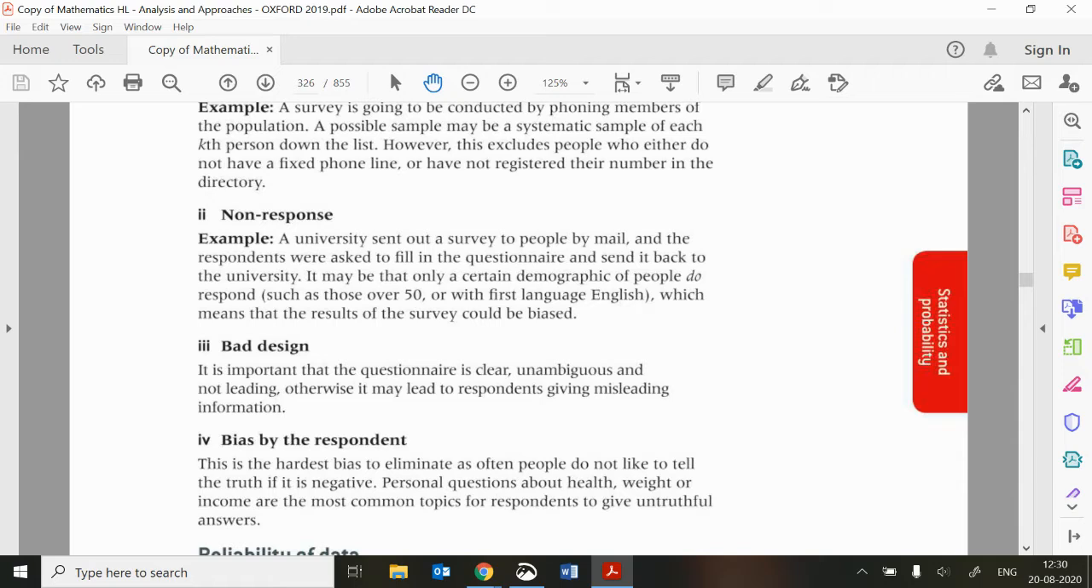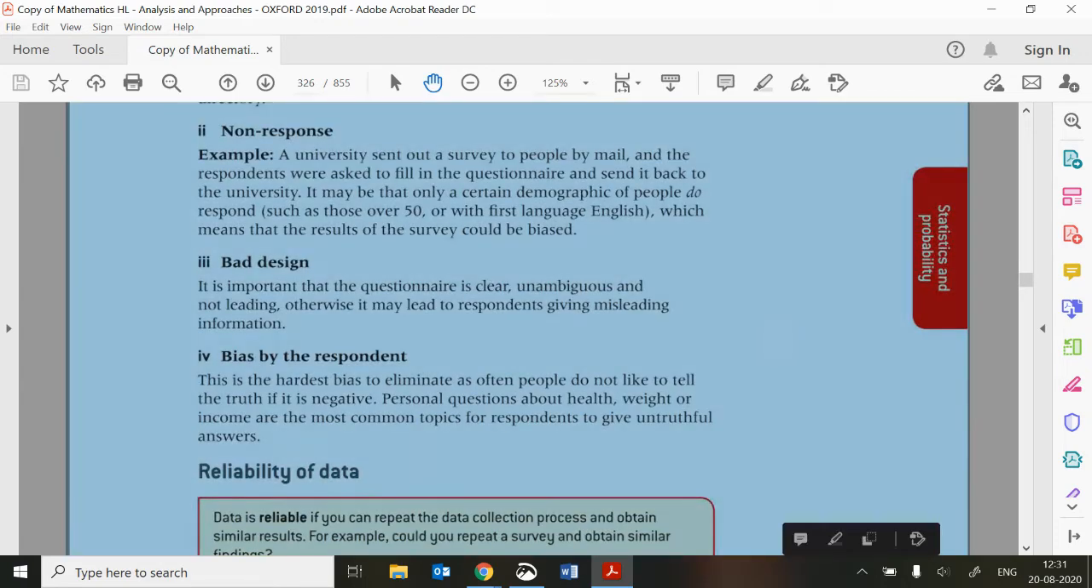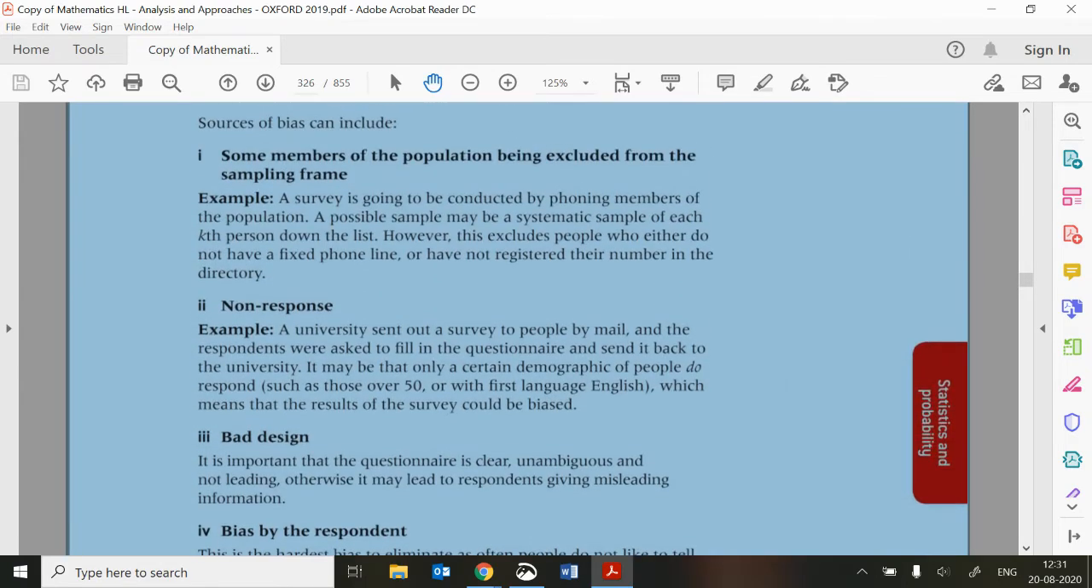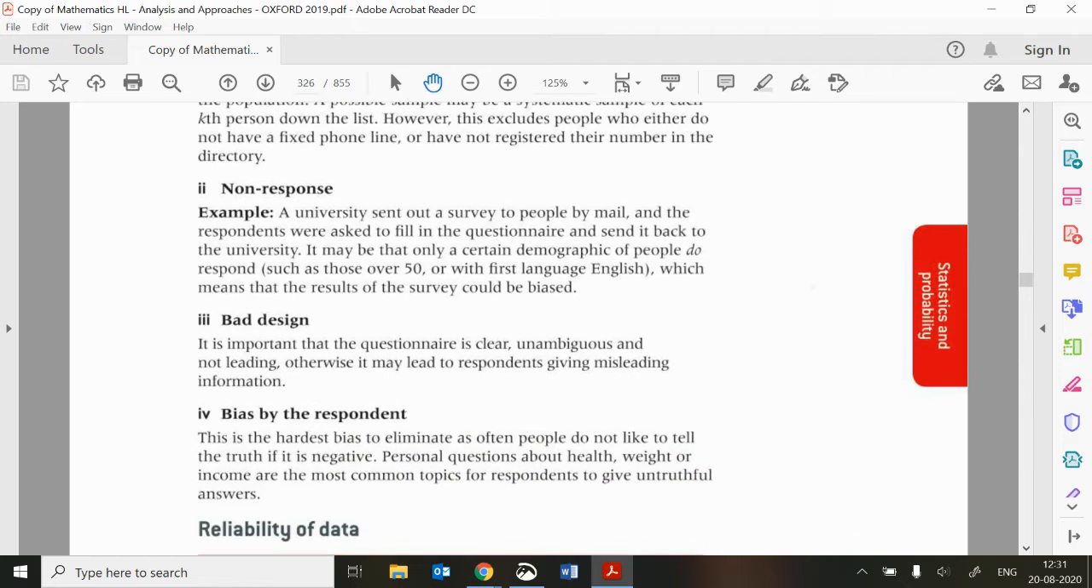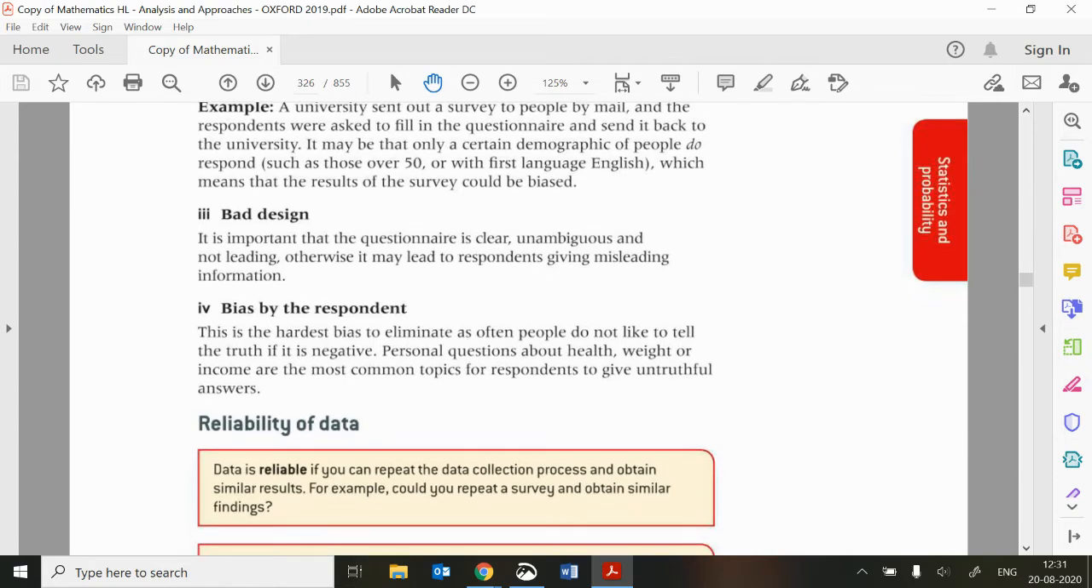Right, so that's a possible issue of carrying out your survey, potentially in terms of a questionnaire. So there's also the possibility of getting bias through a bad design. For example, if your questionnaire is unclear, if it's ambiguous, if there are leading questions, then that's going to be part of a bad design.